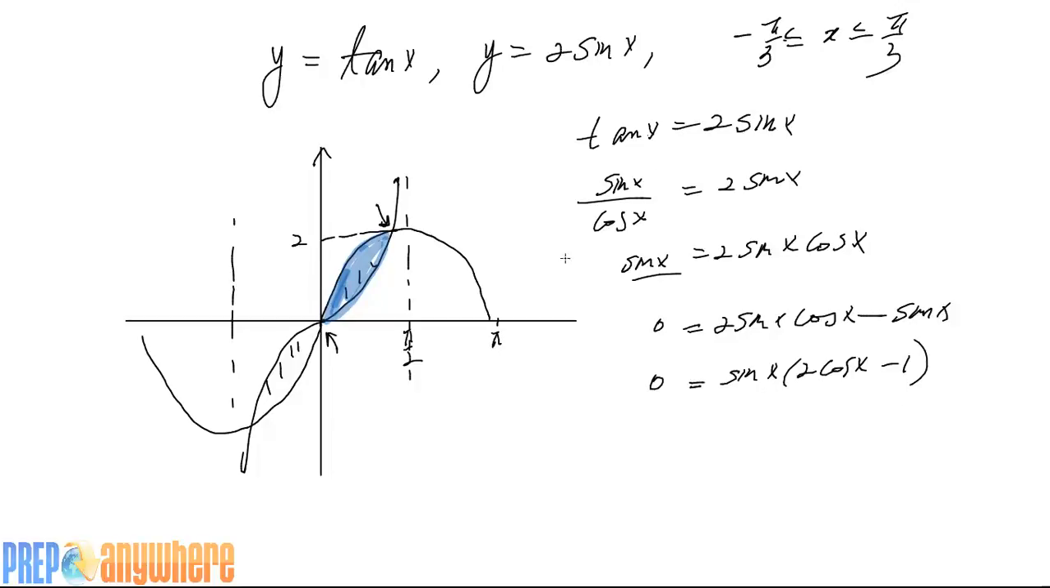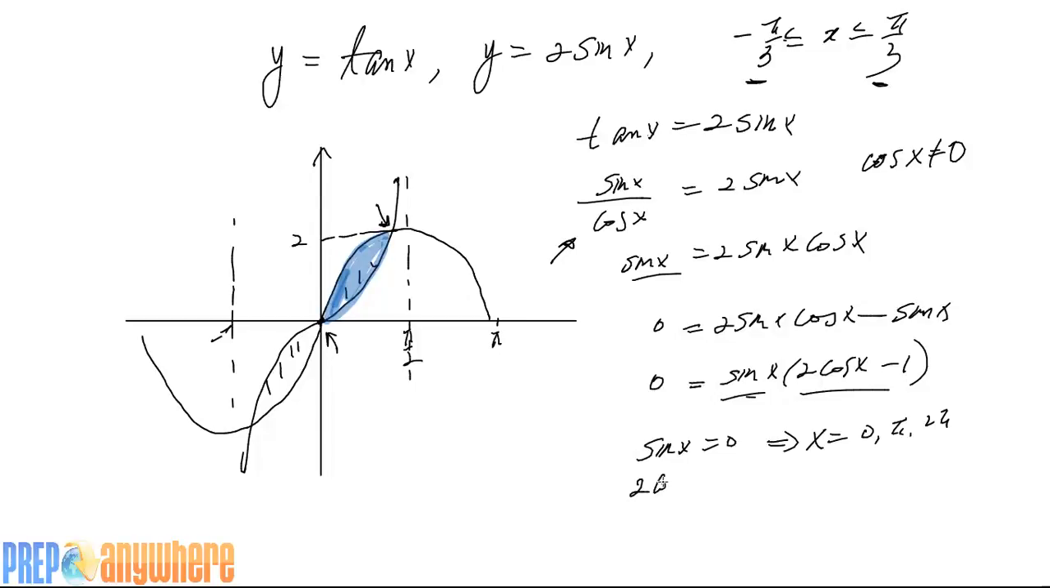Now keep in mind that cosine of x actually cannot equal 0. From here, how can you have the whole thing being 0? There's two ways. Sine of x equals 0, which is going to give us x values such as 0, pi, 2 pi, minus 2 pi, and so on. But really I'm only interested in 0, because everything else is out of the range when we're talking about only from minus pi over 3 to pi over 3.